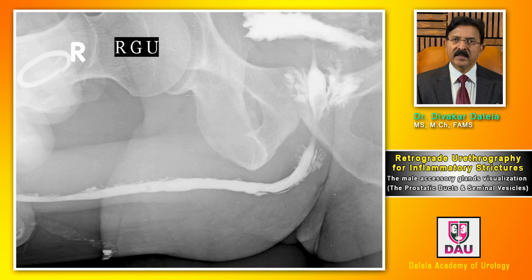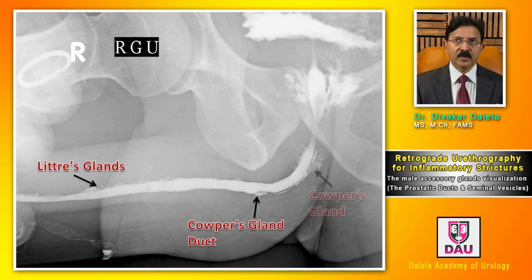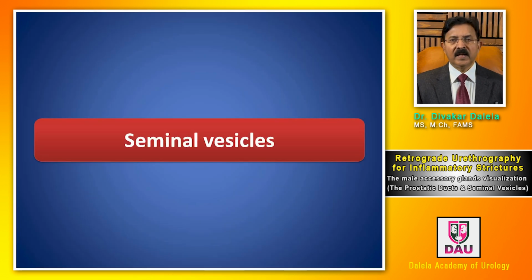Here is another urethrogram of a patient of inflammatory urethral stricture, and you see here dilated lacunae of Morgagni as well as Littre's glands. You will see the Cowper's glands and their duct, and then you will see the prostatic ducts as well. So all male accessory glands are visible in this patient. Coming to another male accessory gland, which is the seminal vesicle.